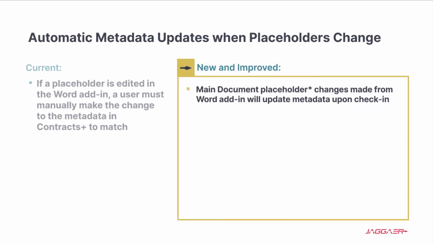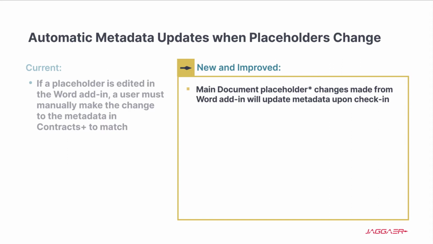Now, placeholder changes made to the main document from the Word add-in will update the metadata in Contracts Plus automatically when it's checked in. This will save time and maintain consistency between what's in the Contracts Plus solution and what is in the main document text. Now, there is an asterisk here because you should be aware that this feature applies to certain placeholders only, not for every placeholder at this time. Please see the release notes for more information about which specific placeholders this feature applies to.